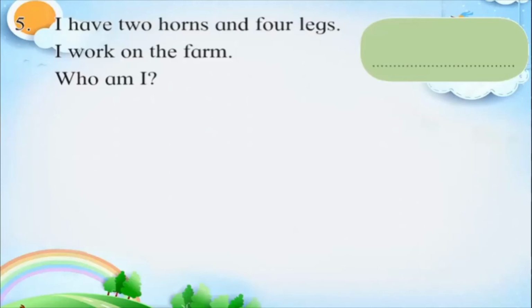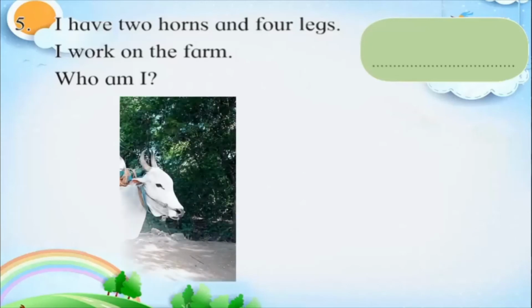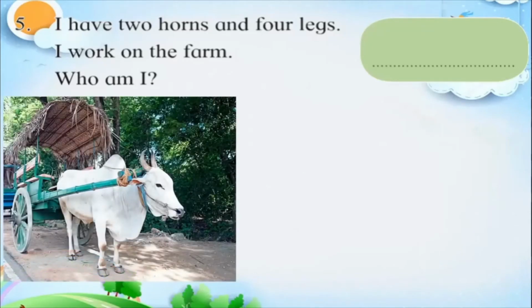Coming to the last riddle for today. I have 2 horns and 4 legs. I work on the farm. Who am I? So let us look at this animal. Let's see what this animal might be. So this animal has got 2 horns. Yes. It has got 4 legs. Does it have 4 legs? Yes. 1, 2, 3, 4.